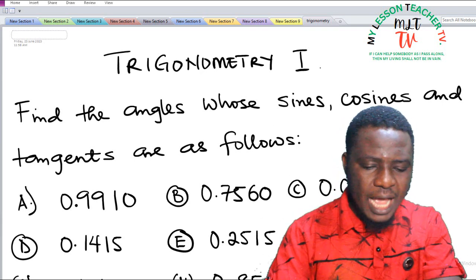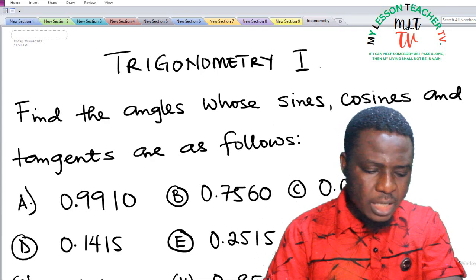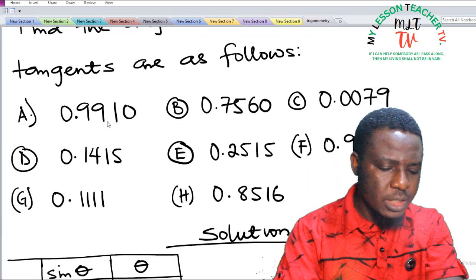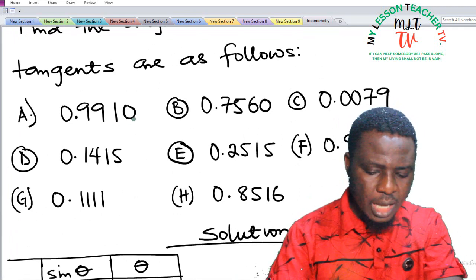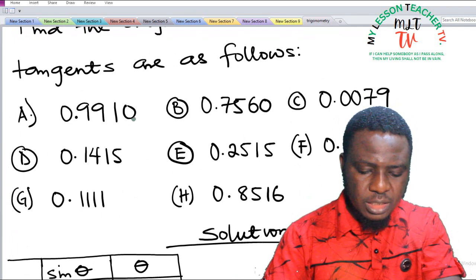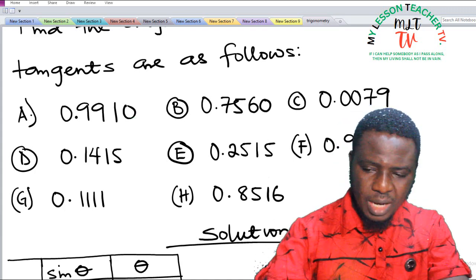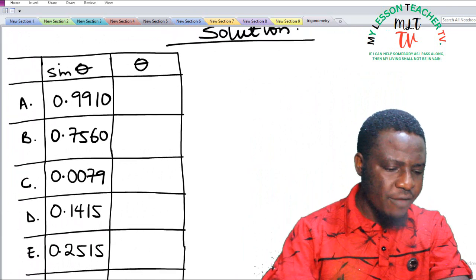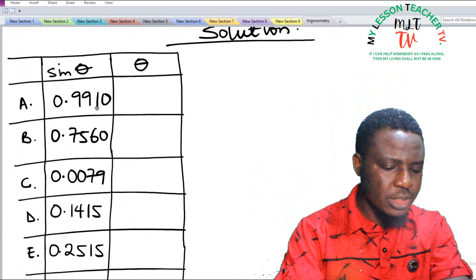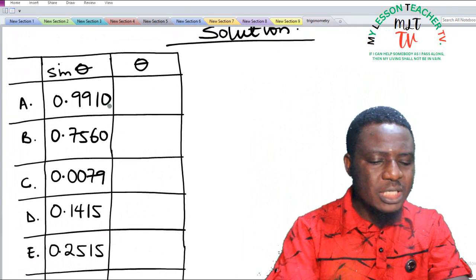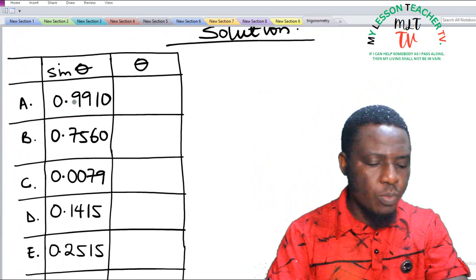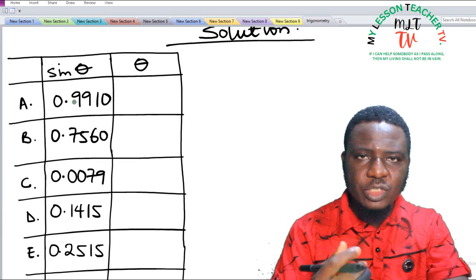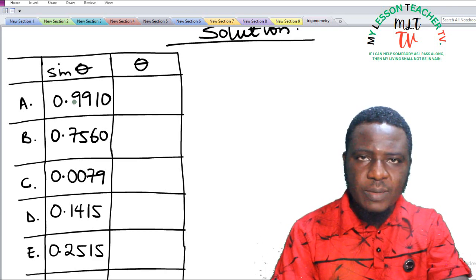We are asked to find the angles whose sines, cosines, and tangent are as follows. We have A, 0.991, down to H, where we have 0.8516. I have prepared a table to help us get those values. If sine theta is equal to 0.9910, what is that angle that is equivalent to 0.9910? Now we shall be making use of the trig tables, and I have my trig tables handy.